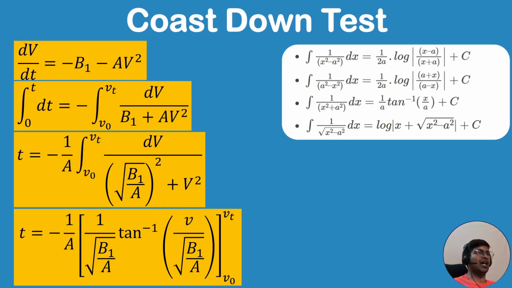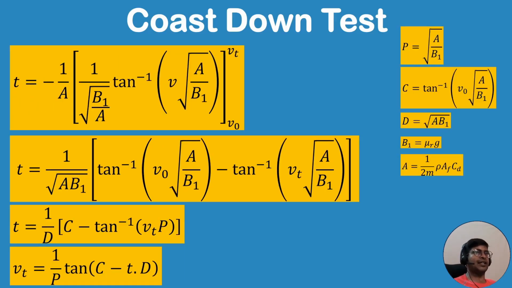Next, I rearranged this term again, took the a out, and put it in this format. Why? To utilize this formula for our integration here. So to use this formula to integrate, I finally wrote t equal to 1 by a into 1 by root over b1 by a into tan inverse v by root over b1 by a, and then I put the limits v0 to vt. Let's go forward. Finally, if we put the limits, we end up with this entire term.